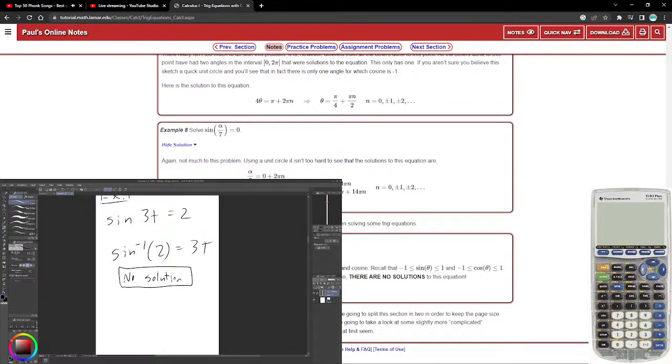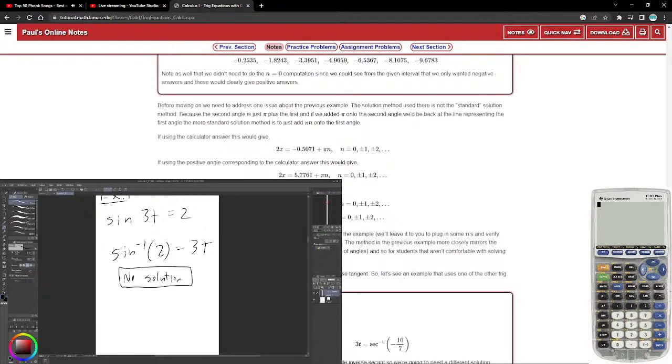This example is designed to remind you of certain properties about sine and cosine. Recall that sine has to be between -1 and 1, and cosine has to be between -1 and 1. Therefore, since sine will never be greater than 1, it definitely can't be 2, so there are no solutions to this equation. It is important to remember that not all trig equations will have solutions.